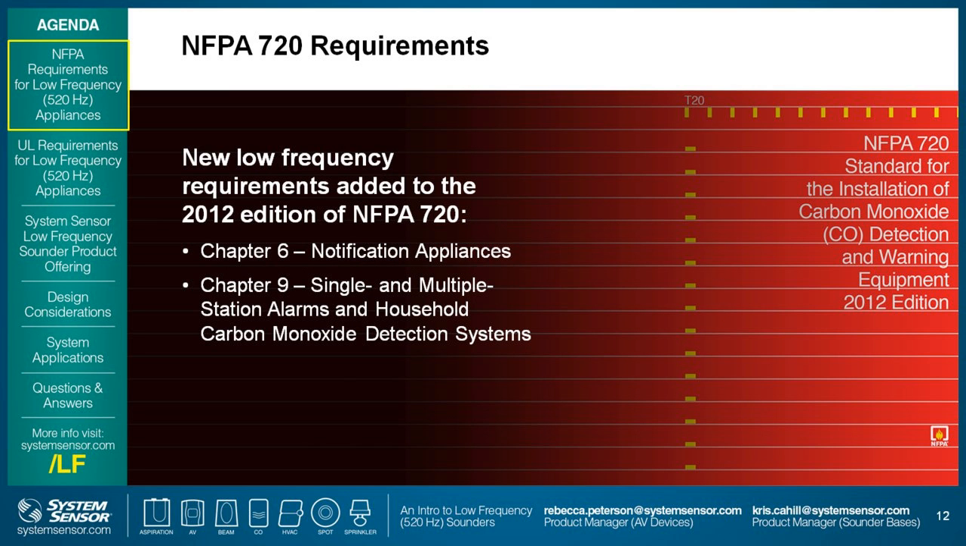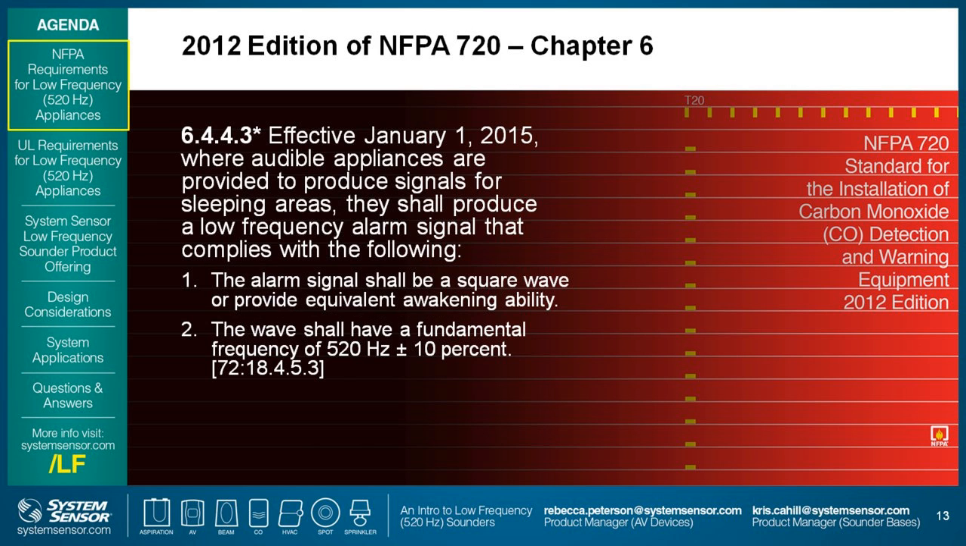Now, there are also low-frequency requirements within the 2012 edition of NFPA 720. Now, this is the standard for the installation of carbon monoxide detection and warning equipment. There are two chapters that were impacted, Chapter 6 and Chapter 9. Now, Chapter 6 addresses carbon monoxide detectors connected to a protected premise fire alarm system or a dedicated carbon monoxide system. Now, I want to make it clear that the requirements in Chapter 6 do not cover the audible alarm signals produced by a carbon monoxide alarm.